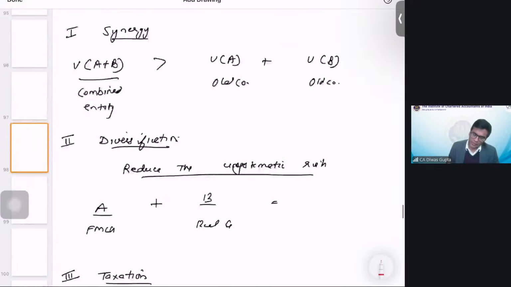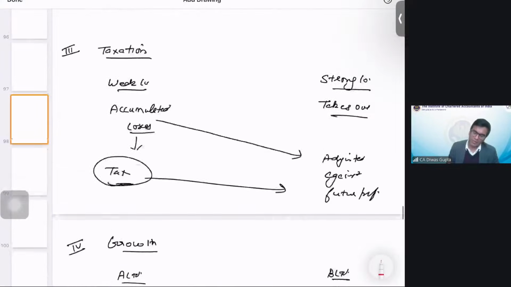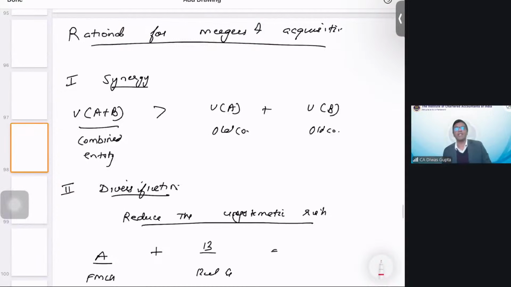Now let us go to some of the other discussion points on mergers and acquisitions. So yes, starting with the rationale for mergers and acquisitions. Sometimes it might be asked why there is a need for mergers or acquisitions. So the answer remains the same. I mean, there are certain specific pointers to it.